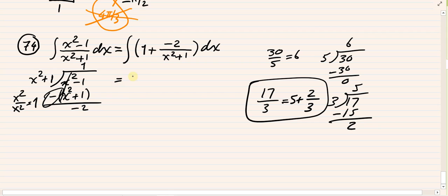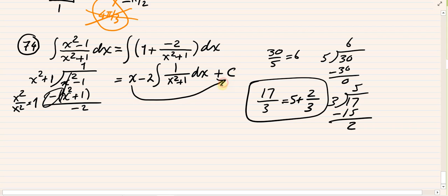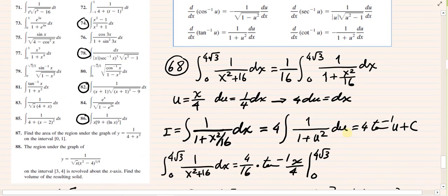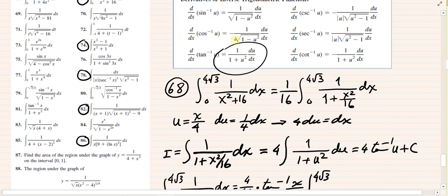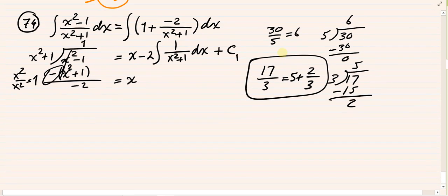The integral of 1, that's just x. Negative 2 times the integral of 1 over x squared plus 1 dx. And I know there is a constant of integration. Let me write it so it's not sloppy. It's because I integrated the first part. Call it C1. Now, the integral is exactly what's up here: 1 over x squared plus 1. So that's going to be arc tan of x. So the answer is negative 2 arc tan of x.